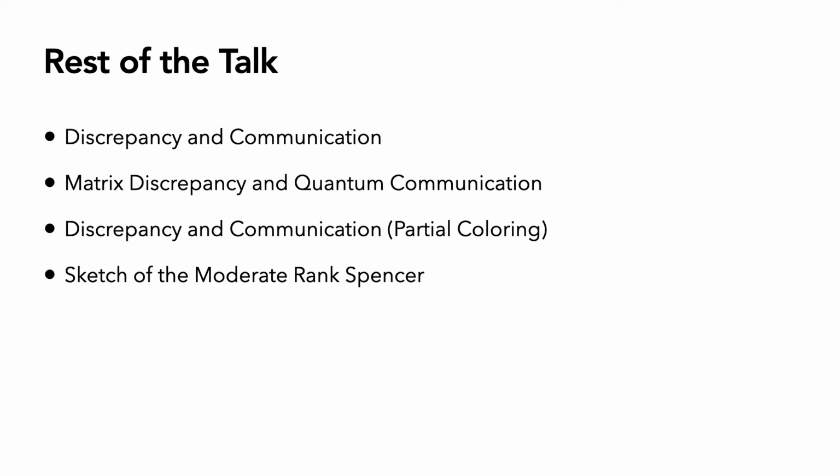In the rest of the talk, we'll first discuss the connection between discrepancy and communication. Then we will discuss the connection between matrix discrepancy and quantum communication. Next, we'll talk about the novel connection between partial colorings and communication. We'll end with a proof sketch of the moderate rank matrix Spencer theorem.